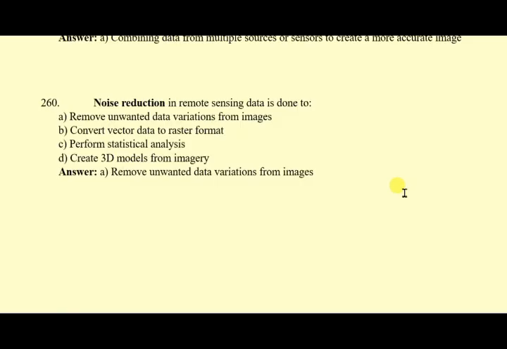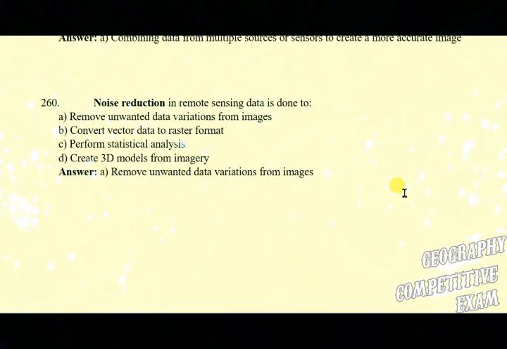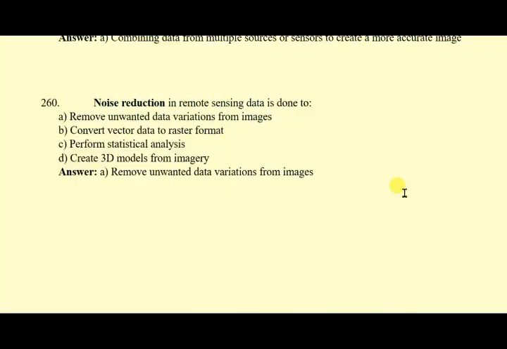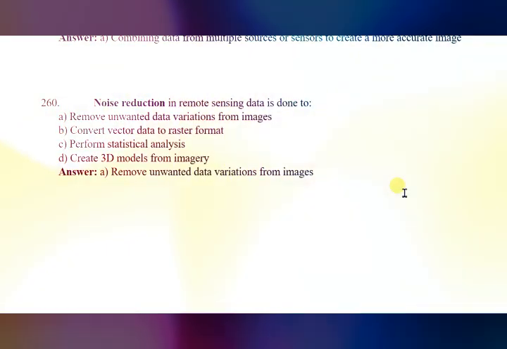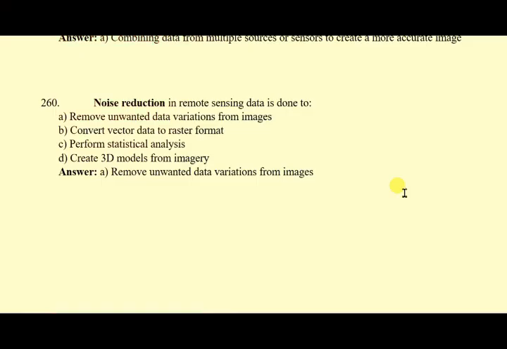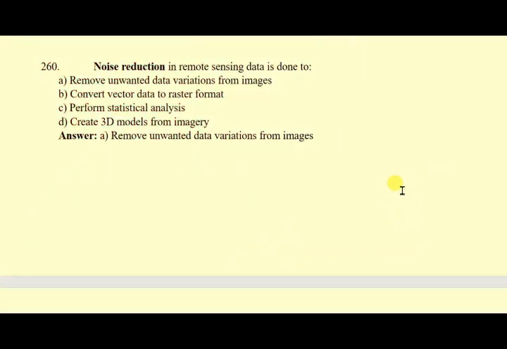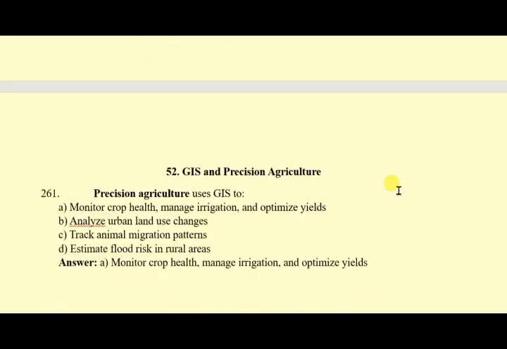Question 260. Noise reduction in remote sensing data is done to remove unwanted data variations from images, convert vector data to raster format, perform statistical analysis, create 3D models from imagery. Here the correct answer will be remove unwanted data variations from images.